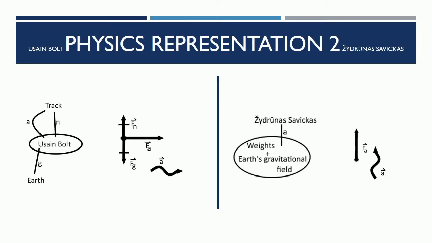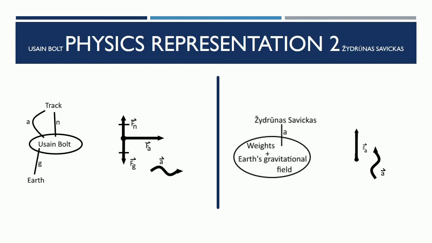Physics representation 2. Usain Bolt has two interactions with the track, an applied and a normal, and he has one gravitational interaction with the Earth. The force diagram shows the normal and gravitational forces point in opposite directions with the same magnitude, and there is also a horizontal applied force in the positive direction.